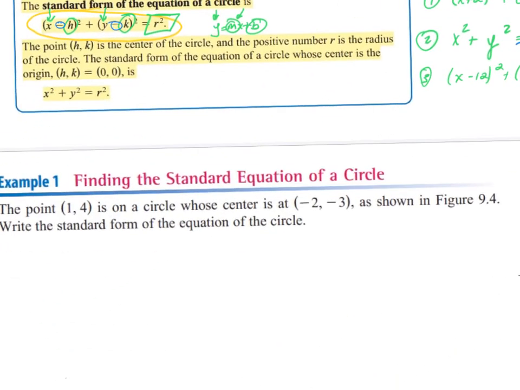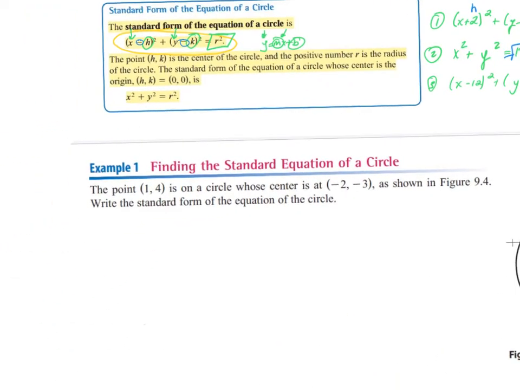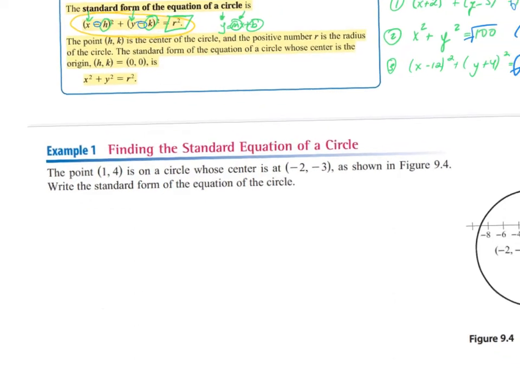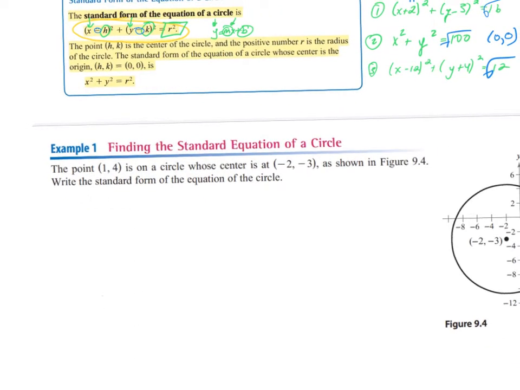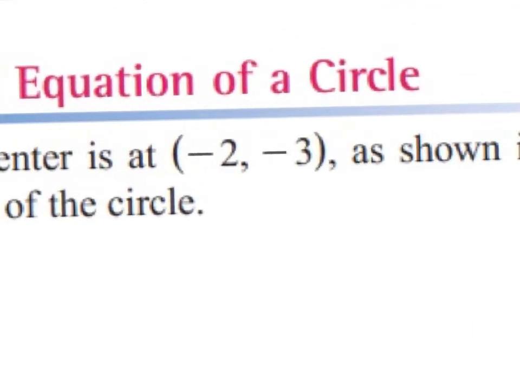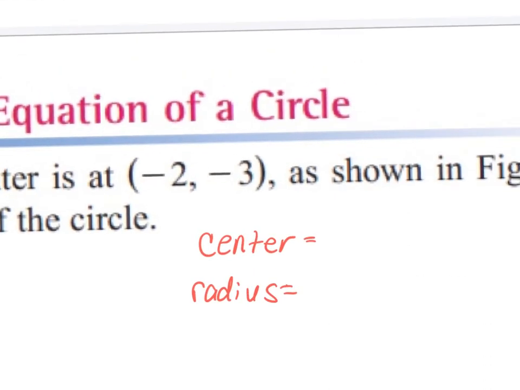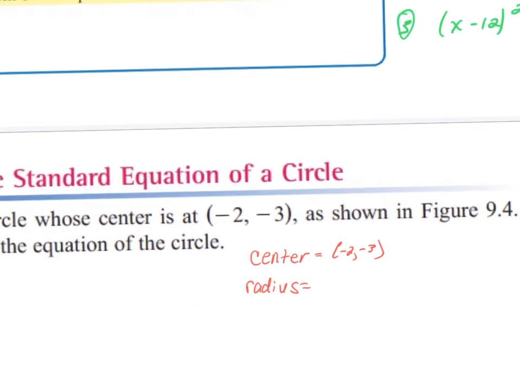So in this case here, they're giving me some information. They're saying, okay, there's a point on the circle, and here's the center. Well, in order to write the equation of a circle, you need to have the center and the radius. All right, they already told me that my center is at (-2, -3). I need to find the radius.